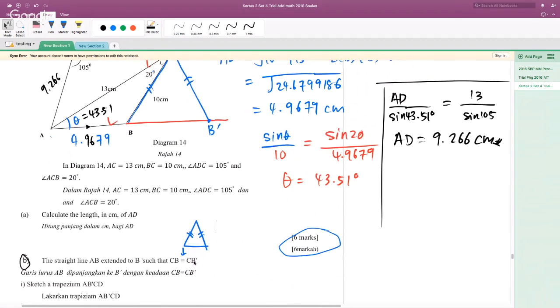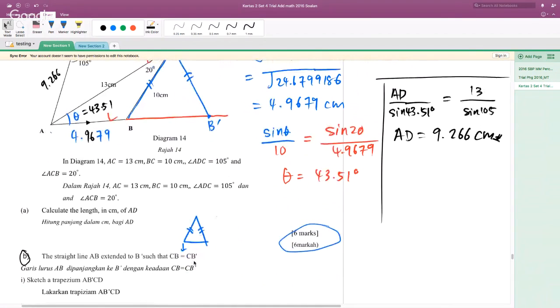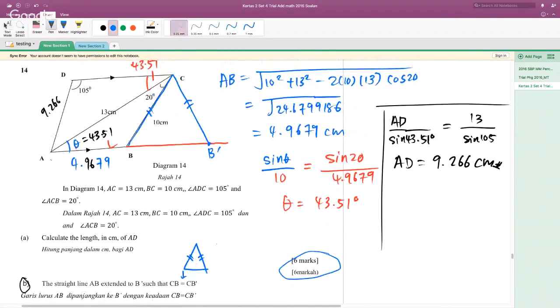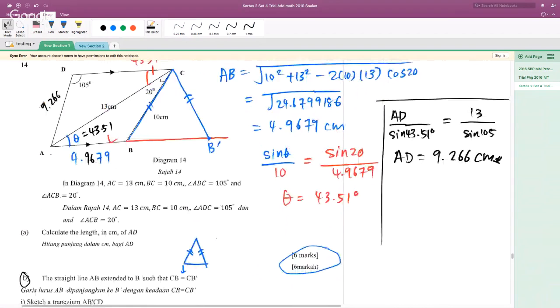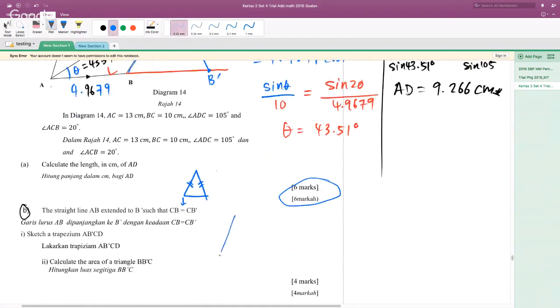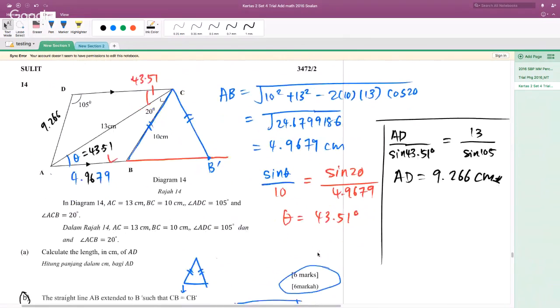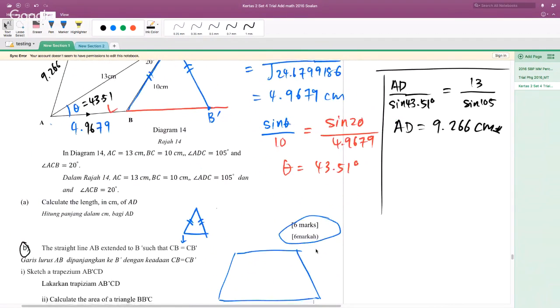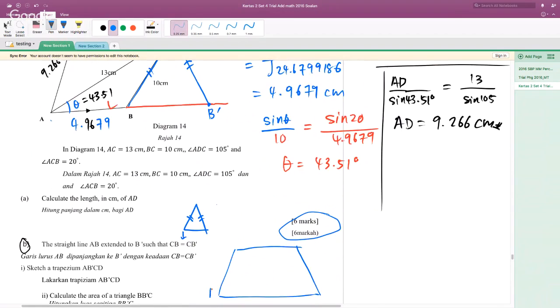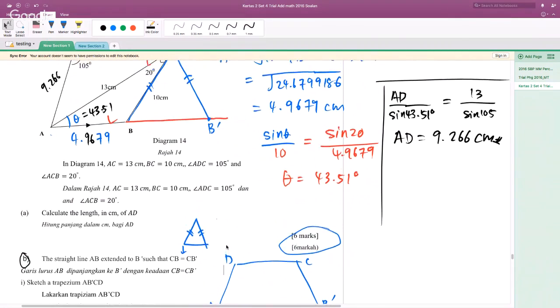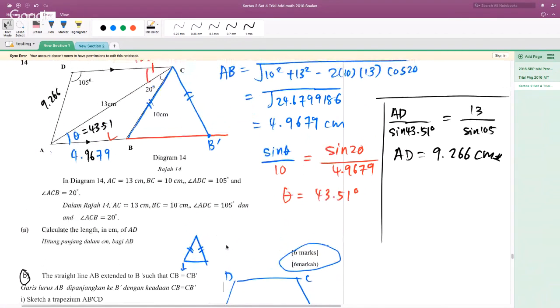Okay, so sketch the trapezium ABCD. The question asks you to sketch, so you just sketch it. We just sketch as in question 1, as nicely as possible. Okay, so this is my A, my B, my C, my D. I think so. Okay, yes, this is correct.